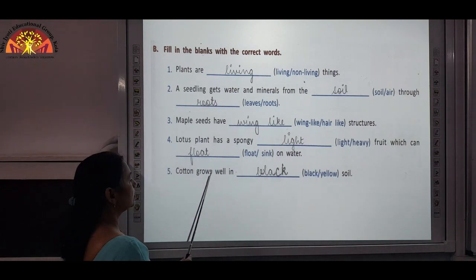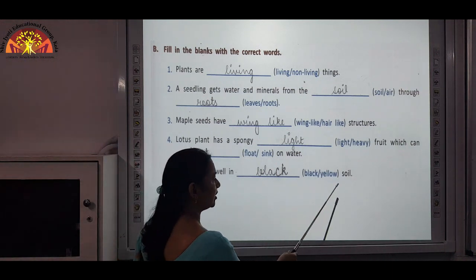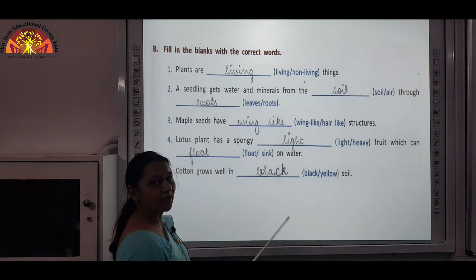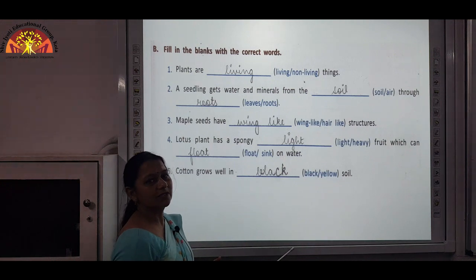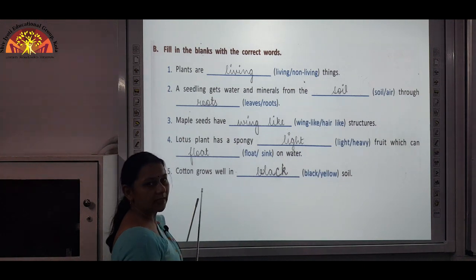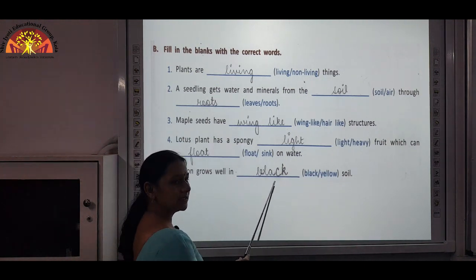Next, cotton grows well in black soil. This is the type of soil which is very good. Black soil is very good for cotton plants. So, the correct answer here is black.